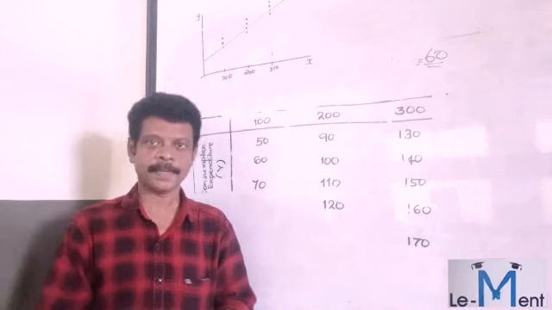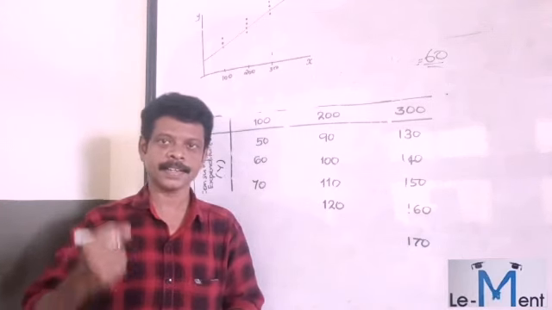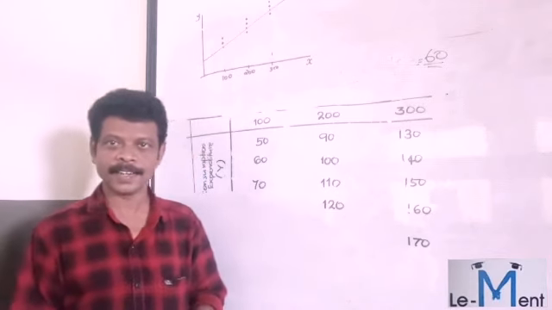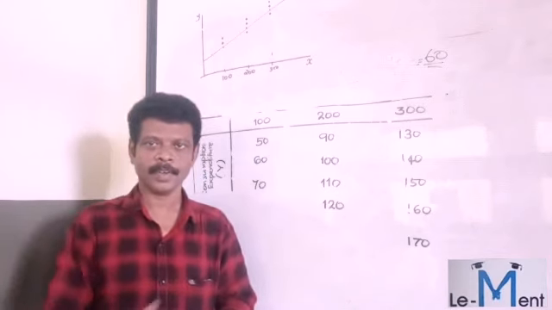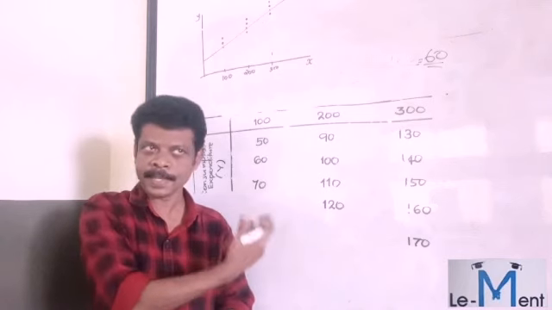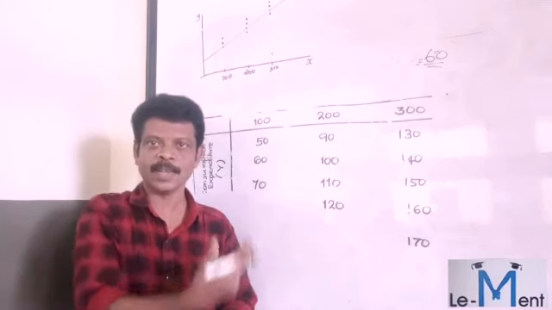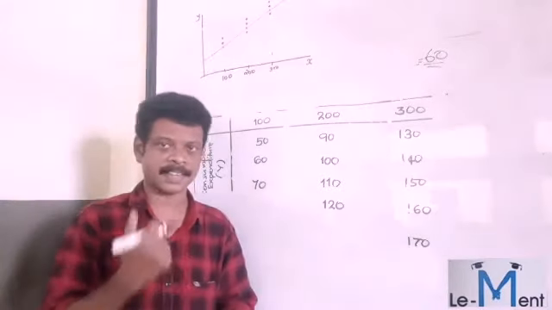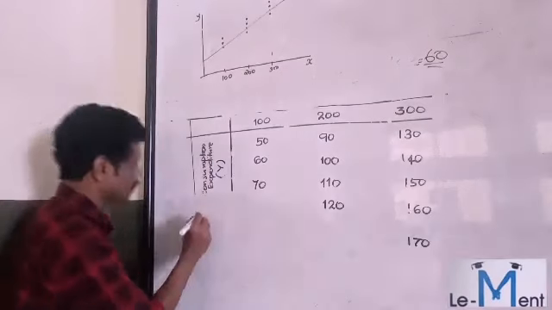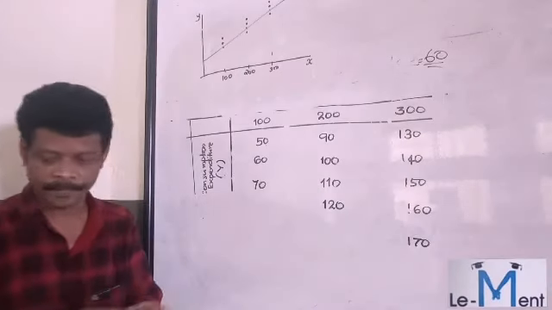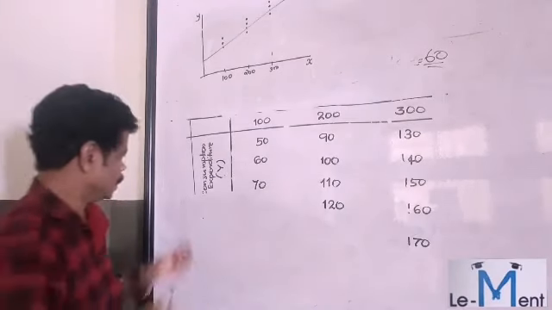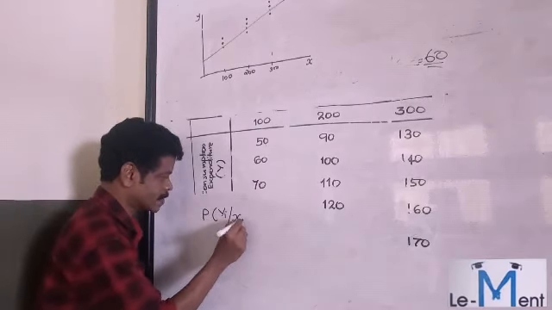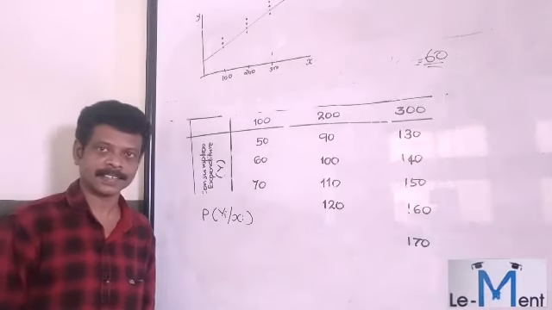The next step is calculating the conditional probability of the dependent variable given the independent variable. From the data, or from the table, we can calculate the conditional probability of y given x, that is the probability of y given x, the P of yi given xi.